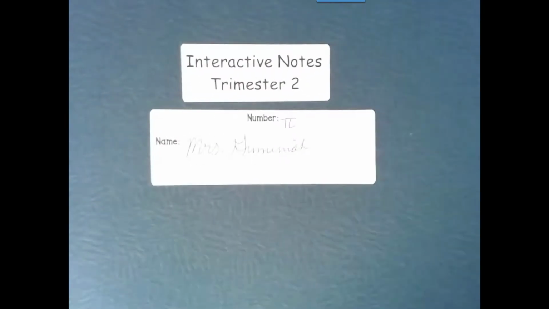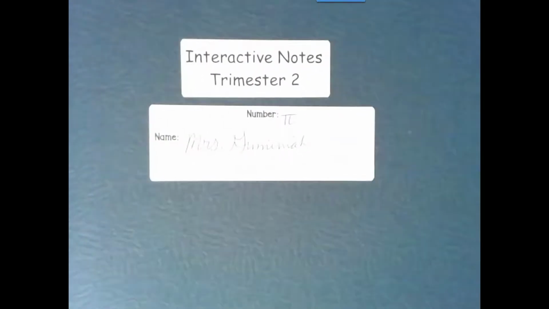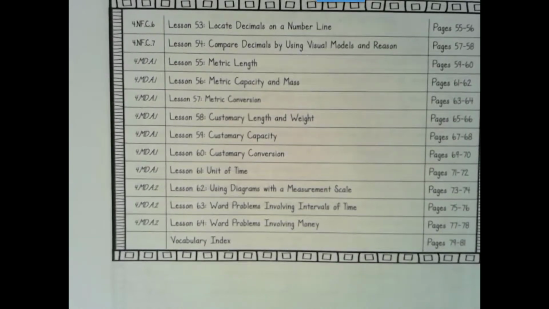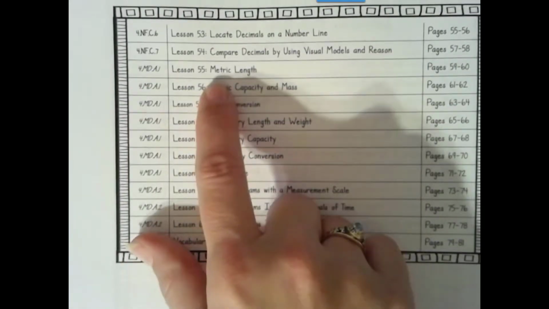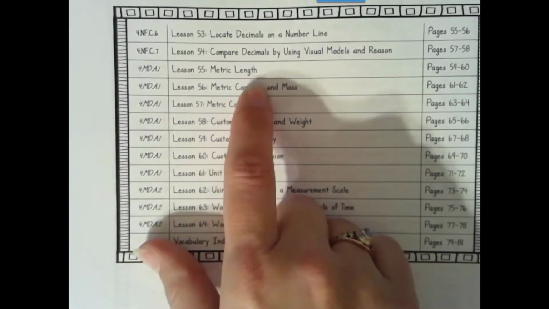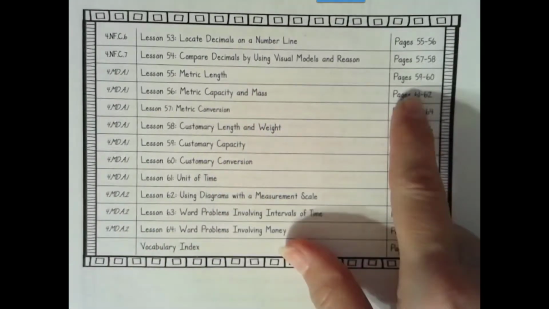Welcome to lesson 55 of our interactive notes. And we are on metric length, pages 59 and 60.